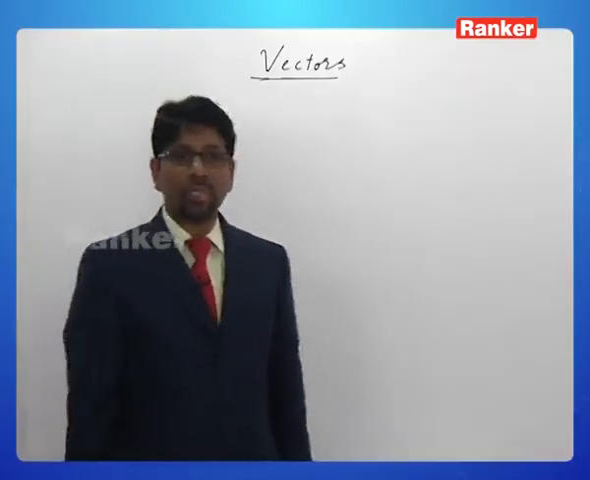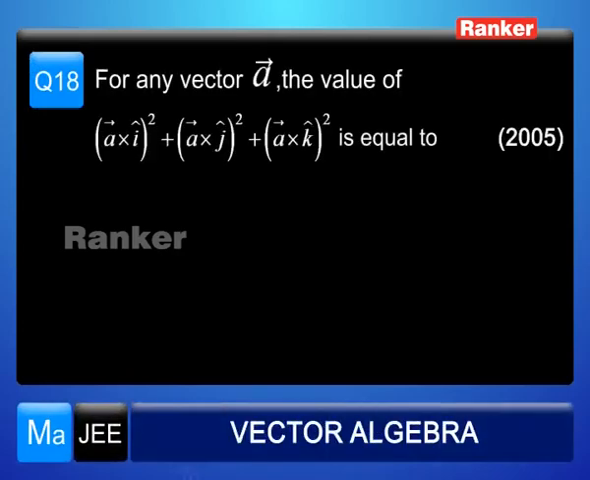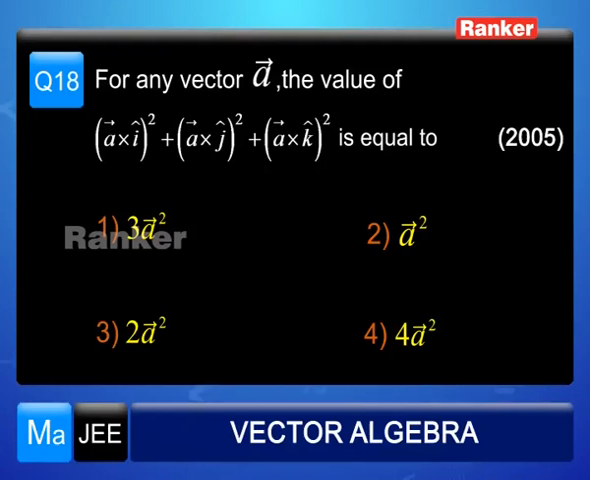Let's move on to the next question. Question number 18. For any vector a bar, the value of a cross i square plus a cross j square plus a cross k square is equal to: first option 3 into a bar square, second option a bar square, third option 2 into a bar square, fourth option 4 into a bar square.